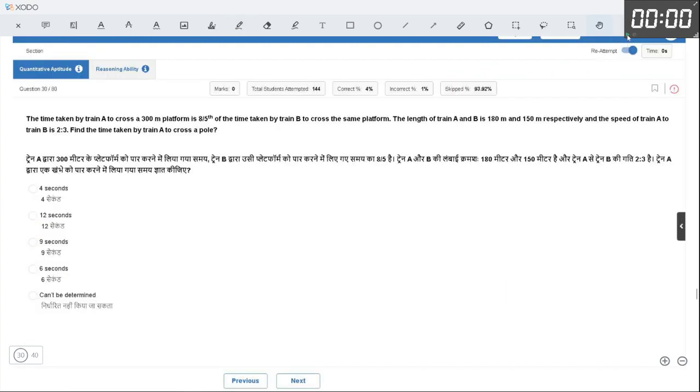This time, speed and distance. So Train A, this is a platform of 300 meters. Train A takes 8/5 of the time taken by B. So here also, you can take the time taken by B as 5x. So the time taken by A will become 8x. Got it? The length of train A is 180 meters. The length of train B is 150 meters. The speed of train A to B, of A, of B.